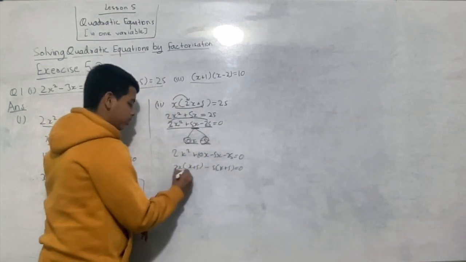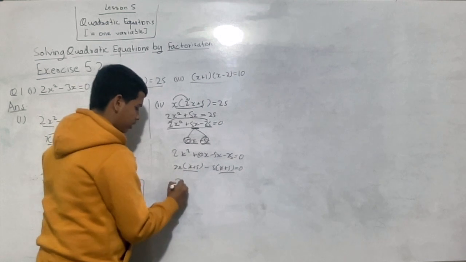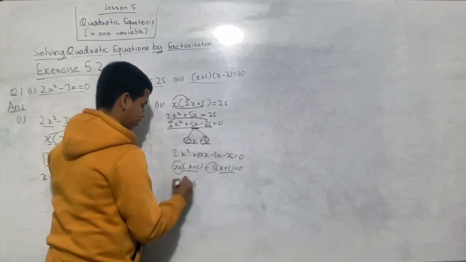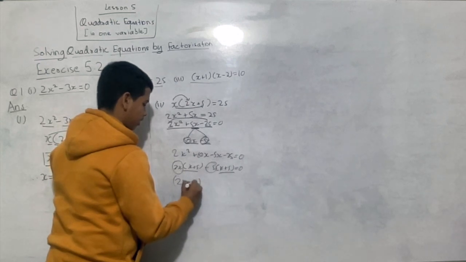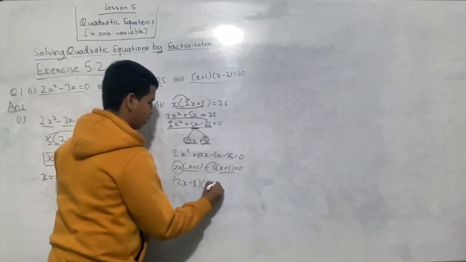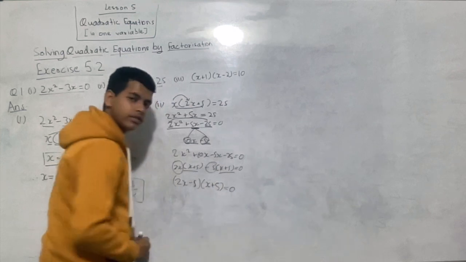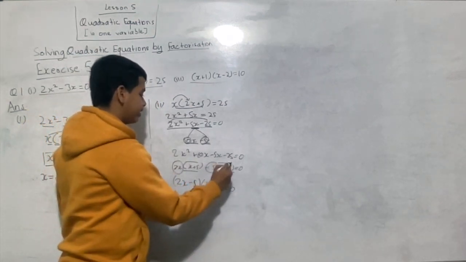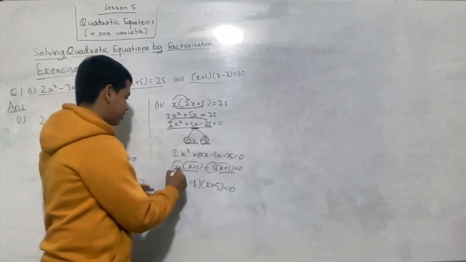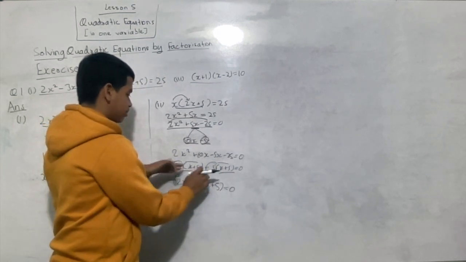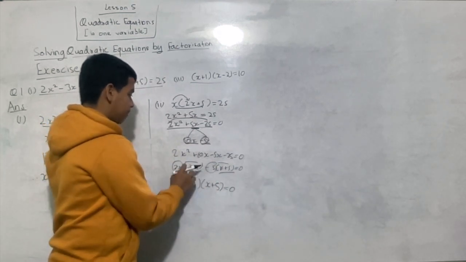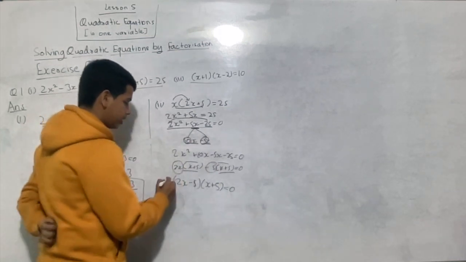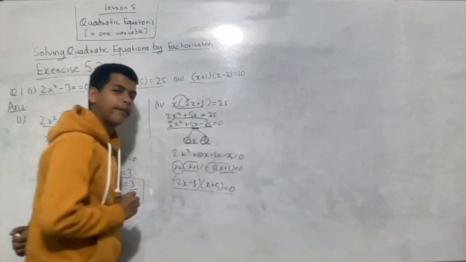Now what I can do is I can just combine this and this. So 2x minus 5 into x plus 5 is equal to 0. Simple. So what I have done is when we get the same expression in the brackets, we can just write it like this. We can write 2x minus 5 multiplied by x plus 5, as this is common. So this is what we get by using middle term splitting.